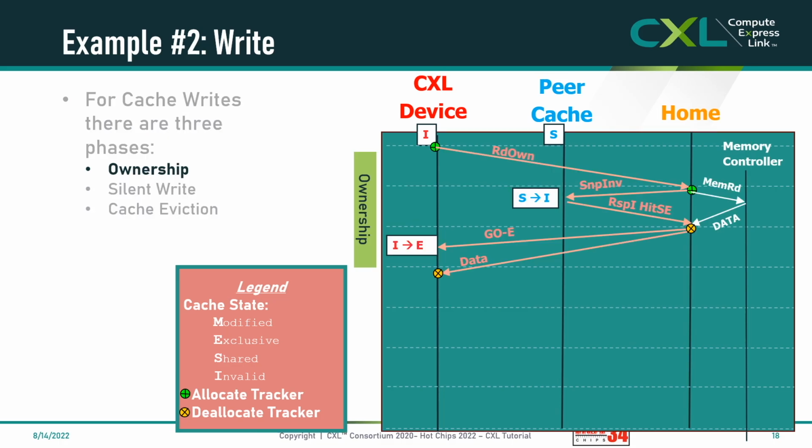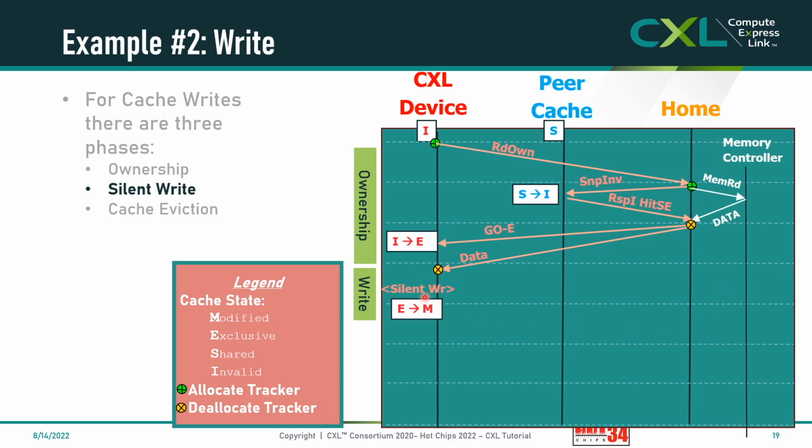So the ownership phase is basically a read, just like the other read we looked at, except in this case we're doing a read own, meaning we want to get ownership of the line. So just like the other read, we snoop. Once we collect snoop responses, we get the go, in this case E indication, and then data sent. Now, once we have E state in the cache, we can write it whenever the data is ready to be written, and that is indicated as a transition from E to M state.